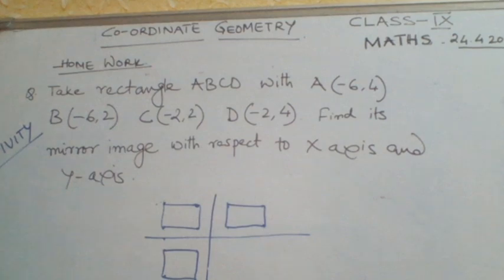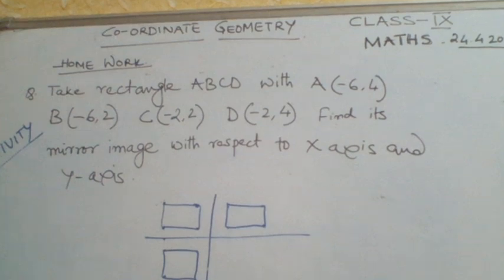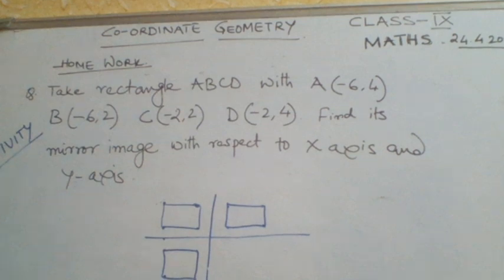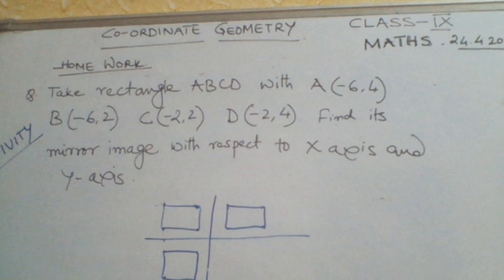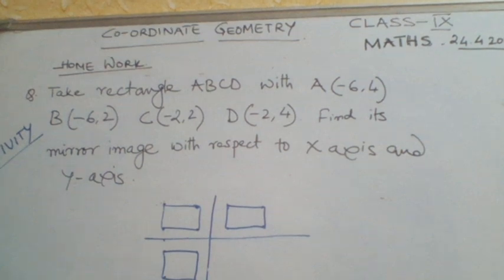Okay, so we give it up now. Thank you very much. We will meet tomorrow. Ma'am, please give some more questions. More questions we will discuss tomorrow. Tomorrow the first thing we do is discuss this homework question. I ask you to do it in your activity notebook on a graph sheet. Plot these points to get a rectangle, then find its reflection along the x-axis and the y-axis.